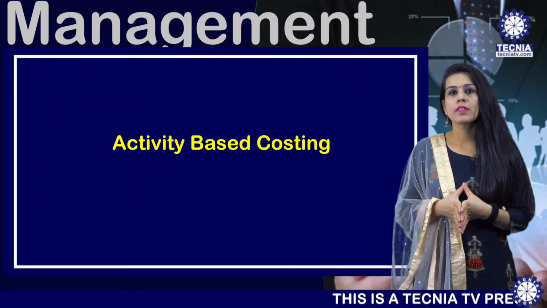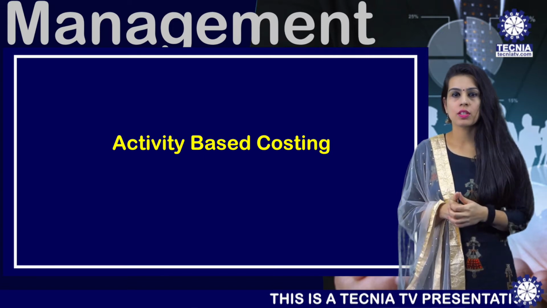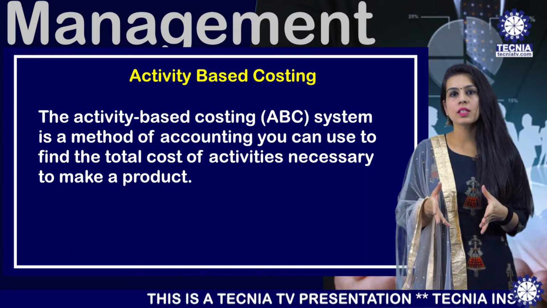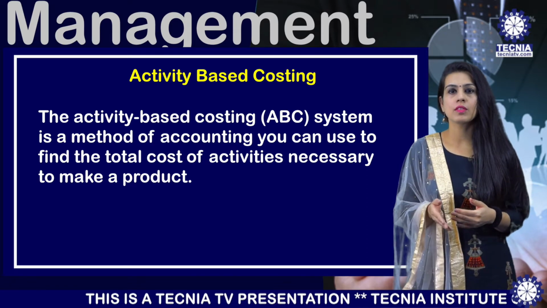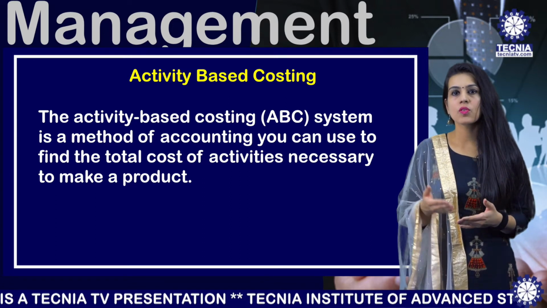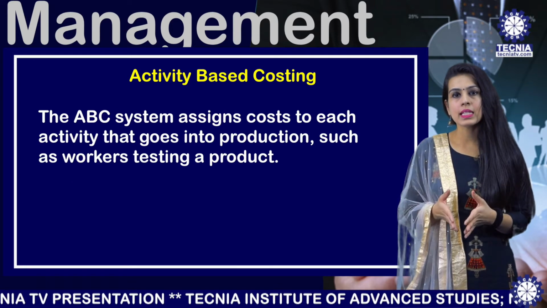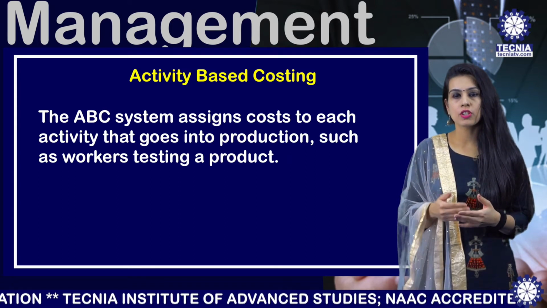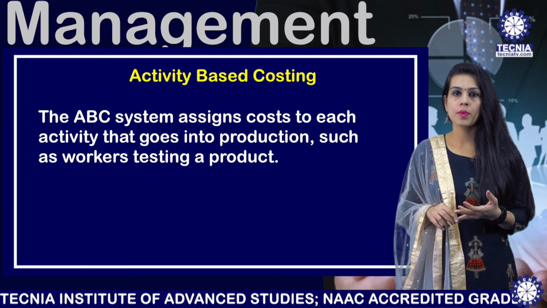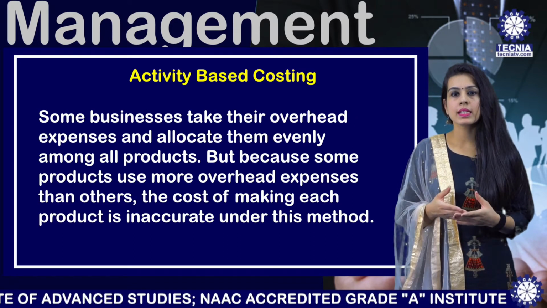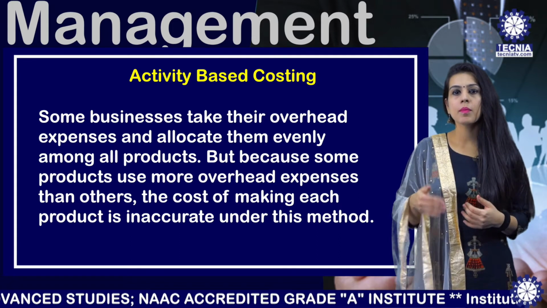Today I am going to deliver a lecture on activity-based costing. Now what do you mean by activity-based costing? The activity-based costing system is a method of accounting you can use to find the total cost of activities necessary to make a product. The ABC system assigns cost to each activity that goes into the production, such as workers, testing a product, etc. Some businesses take their overhead expenses and allocate them evenly among products.